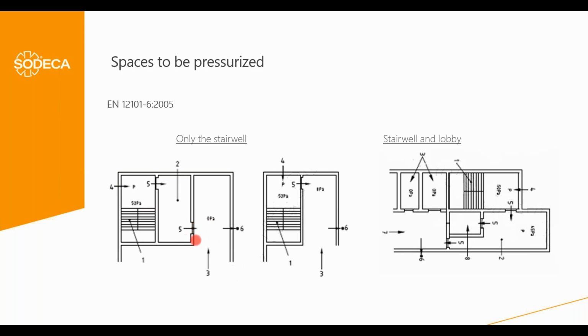So even though theoretically with 25 pascals the risk of migration of the smoke through that gap will be very small, even if we have some migration of the smoke, when we open the doors the smoke will be evacuated from that lobby. That's why the old standard didn't require the pressurization of the lobby.